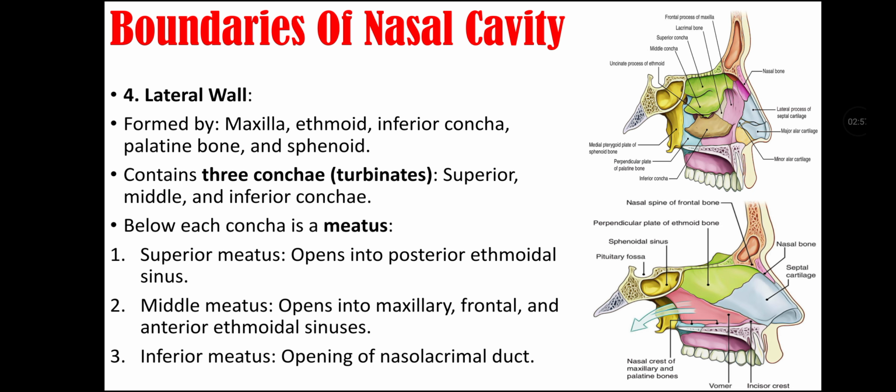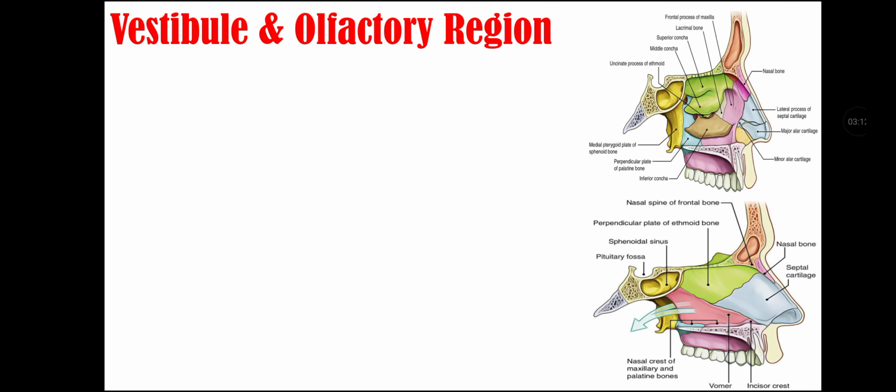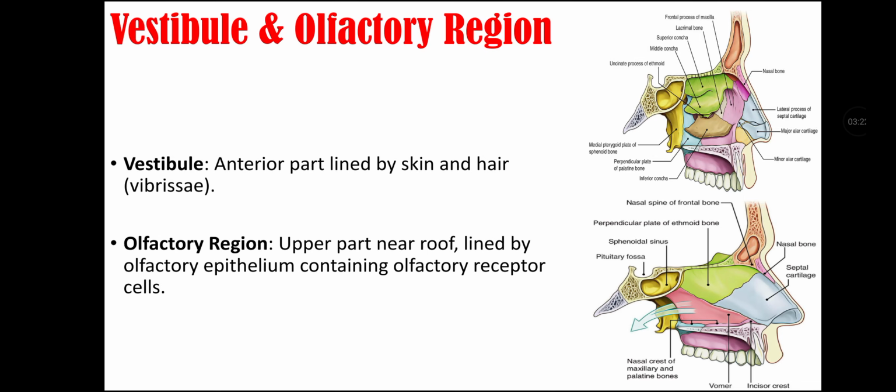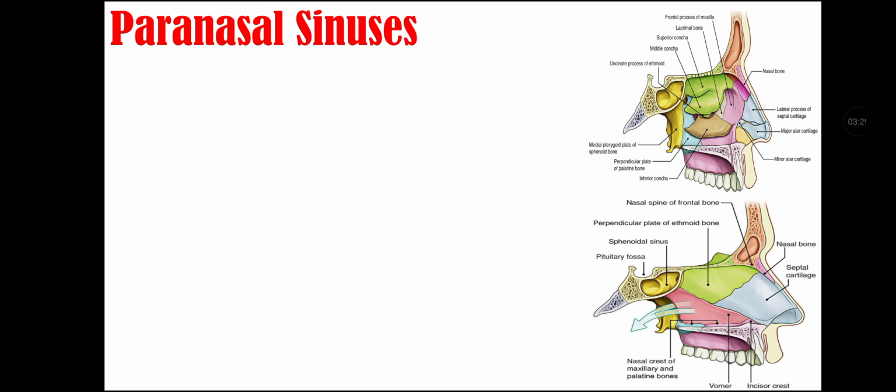In superior meatus there is opening of posterior ethmoidal sinus. In middle meatus there is opening of maxillary sinus, frontal sinus and anterior ethmoidal sinus. And in inferior meatus there is opening of nasolacrimal duct. Vestibule and olfactory region of nasal cavity. Vestibule is anterior part of nasal cavity that is lined by skin and hair. And olfactory region is the upper part of nasal cavity near the roof that is lined by olfactory epithelium containing olfactory receptor cells.